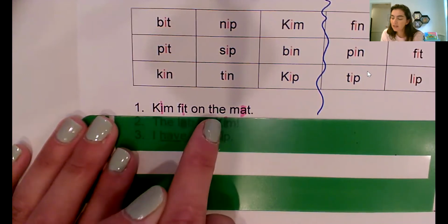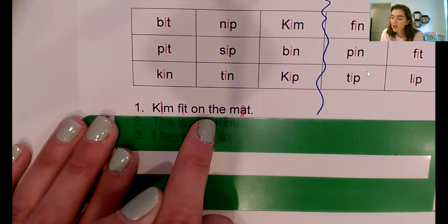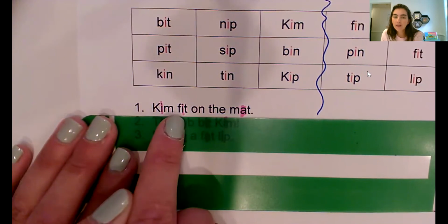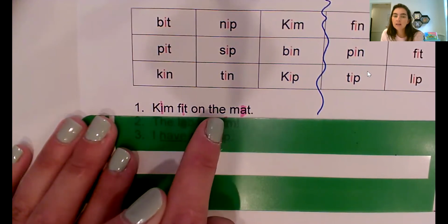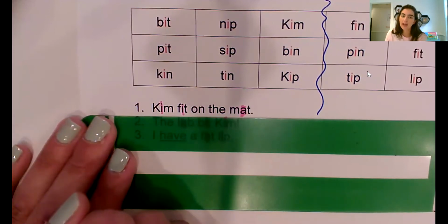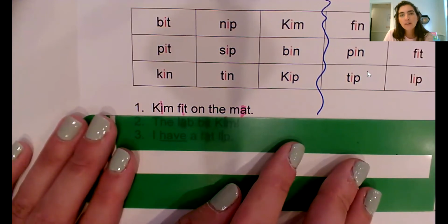Good job. I see some sight words you know. On the, all right, let's try it smoothly. What do we have so far? Kim fit on the mat. Kim fit on the mat. Nice job with that. So what do you picture for the sentence? What's happening here? Kim fit on the mat.